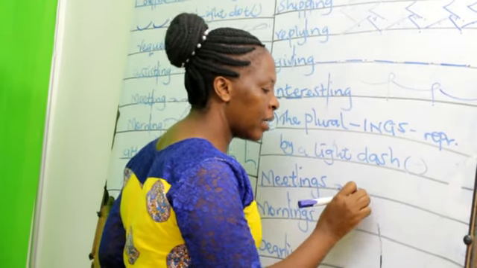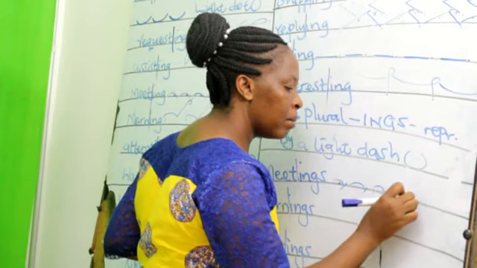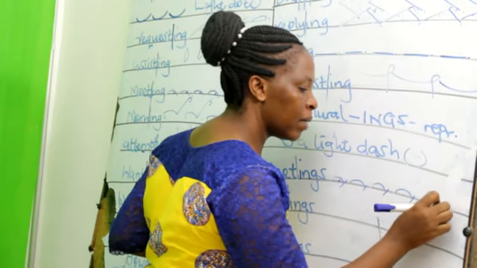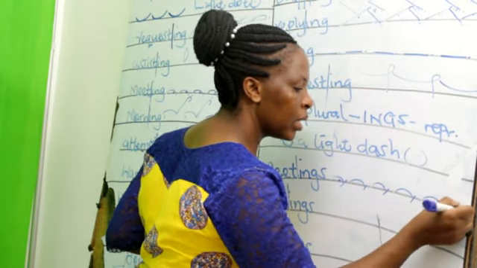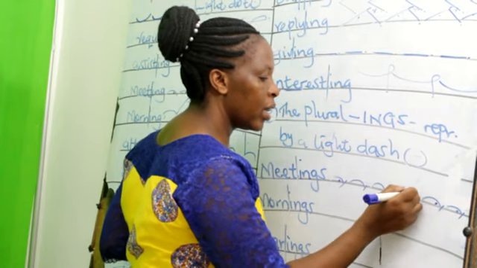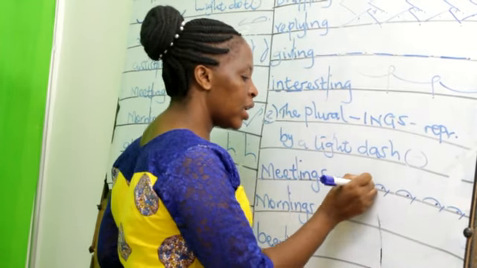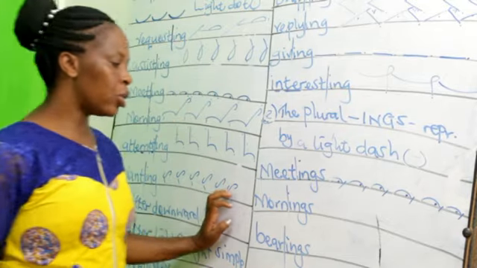Meeting. Then you indicate the long E there. Make sure you indicate the long E, and you increase your speed as you drill.